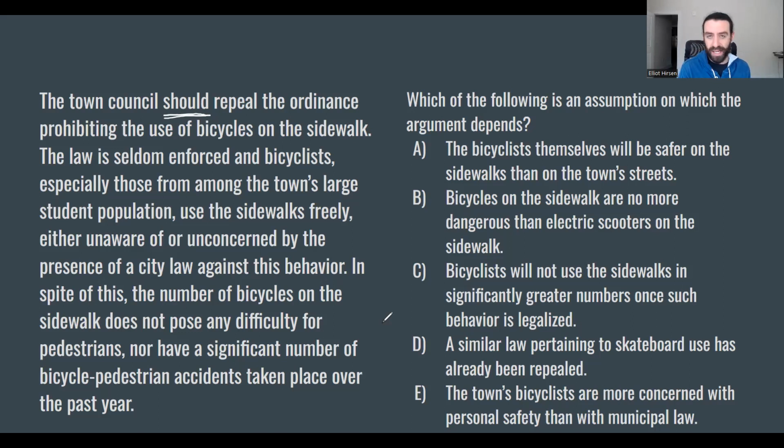Okay, so the town council should repeal the prohibition against bicycles on the sidewalk because it's rarely enforced anyway. Bicycles are using the sidewalk anyway, and it's not really causing problems because there haven't really been accidents between bicycles and pedestrians, the argument says. So we have an assumption question.